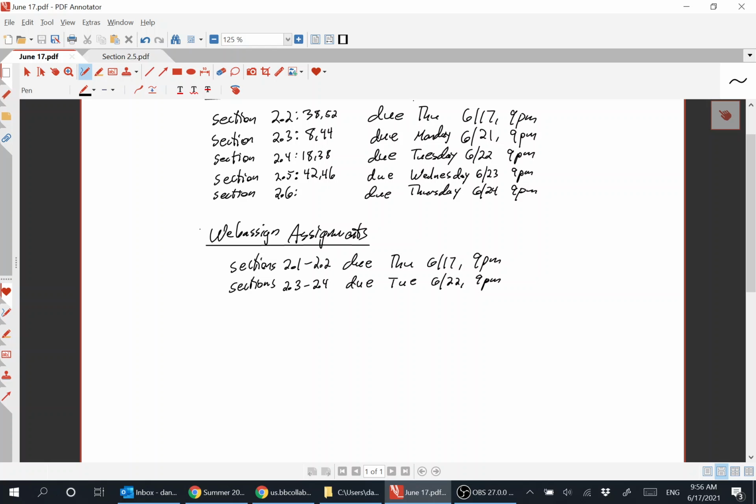So number 18. Which ones were assigned? 7 to 25 odd. So number 17. So we have f of x is equal to x to the third minus 4x squared. Find the average rate of change from x equals 0 to 10.